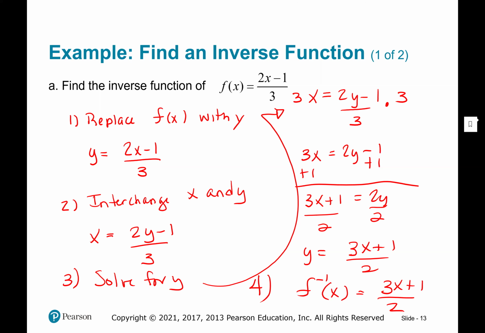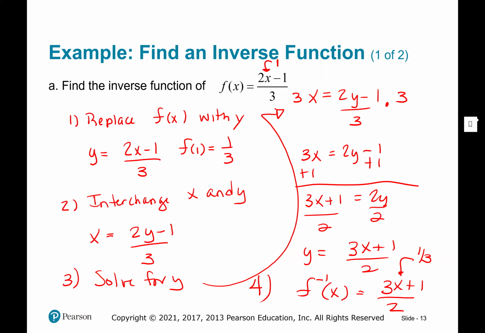All right, for example, evaluate f of 1. F of 1 is what? 2 minus 1 over 3. Is that 1/3? If I put a 1 in right there, 2 minus 1 is 1. 1 over 3 is 1/3. Okay. What if I evaluate this at 1/3?